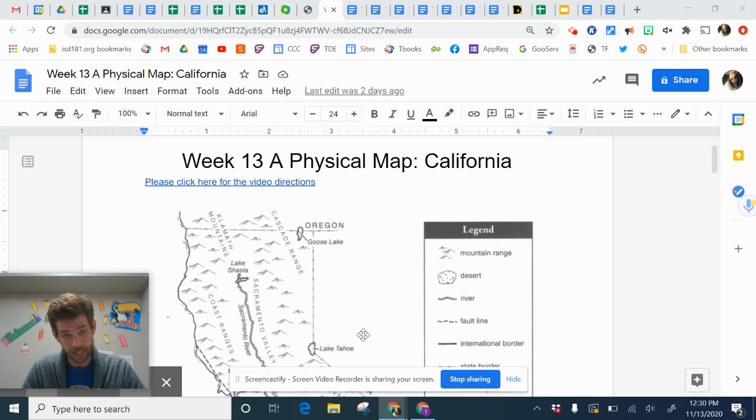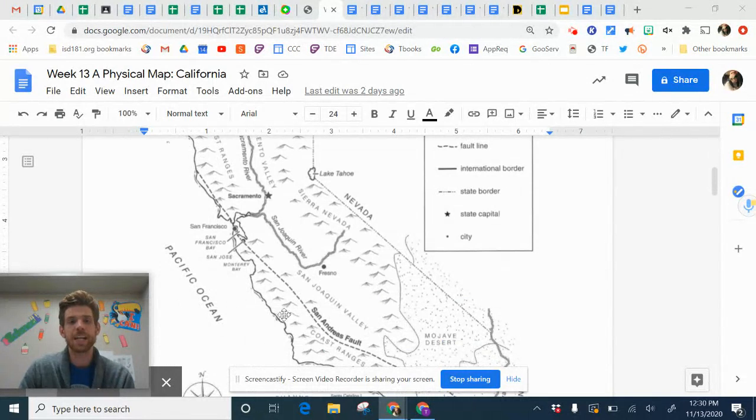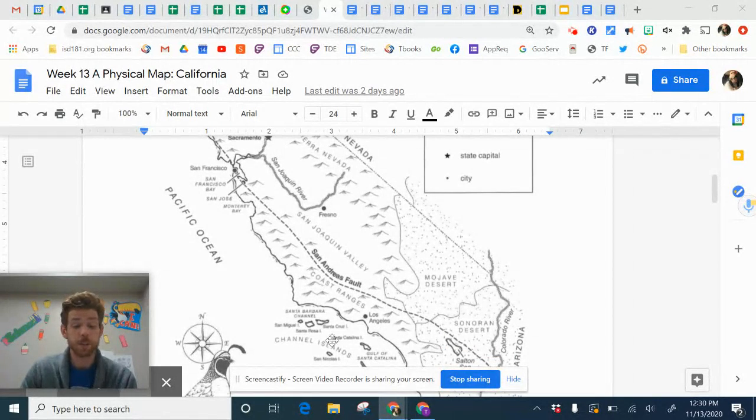Geography Talk here again. Today we're working with a physical map of California. Remember that a political map shows the boundaries. So we have the northern boundary of California here and the western boundary here, which actually meets up with the Pacific Ocean. And so a political map shows the towns and the boundaries. A physical map, which is what we're working with today, shows features.